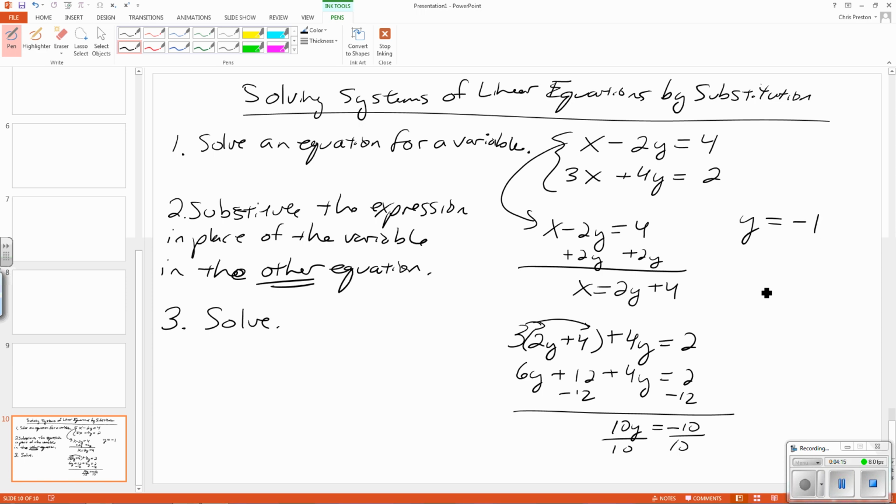Now, if you remember when we solved systems by graphing, we're looking for the point of intersection. This is half our solution. Our answer is something comma negative 1. What we need to do is find that other thing. So then step 4, back substitute to find the other coordinate.